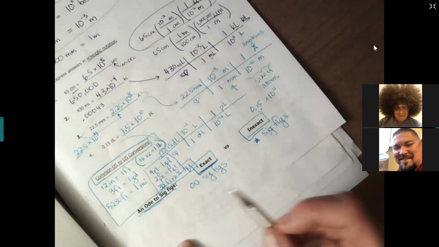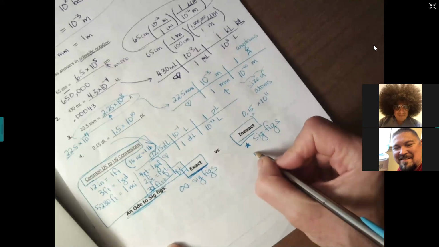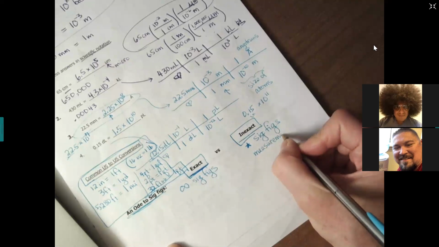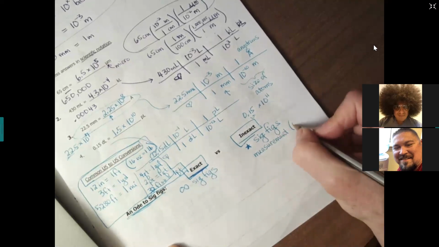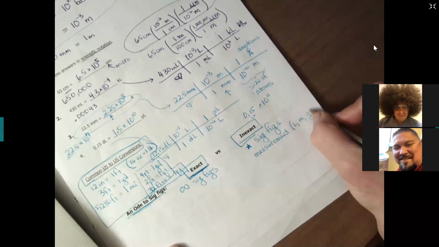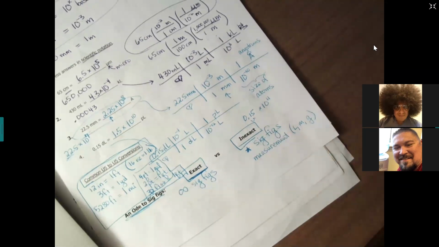All right. So inexact is if you have a measurement, and a measurement is what we just did on this page. So liters, meters, grams. So mass, distance, temperature is a measurement. So if you say, hey, what's the temperature out? And I tell you, well, today was beautiful here. It was 56 degrees Fahrenheit. That is a measurement. So I'm only giving you 2 Sig Figs.